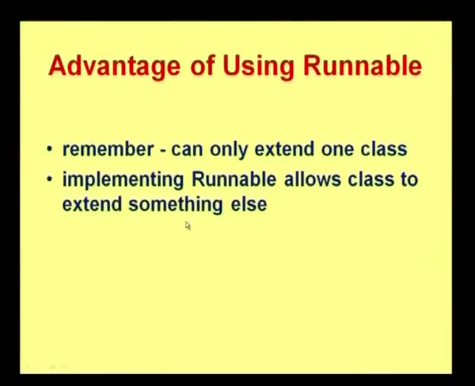Or else, whenever I create my thread, I can pass another object which implements the runnable interface. So, the same thread could switch between various processes or applications. Remember that you can extend only one class. So, implementing runnable allows the class to extend something else. Whenever I implement this, I can also extend some other class; both are possible.